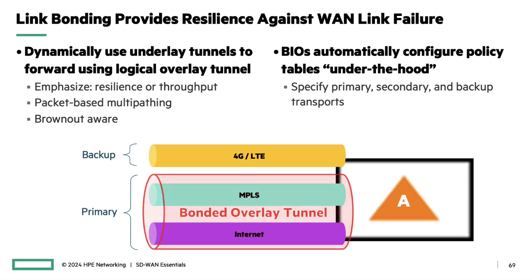We can logically bond multiple connections, in this case internet and MPLS, as our primary paths. If the internet connection were to go down, we can still use the MPLS connection. If we lose both internet and MPLS, the Edge Connect can fail over to LTE as a backup and statefully move all the traffic over without dropping a connection.